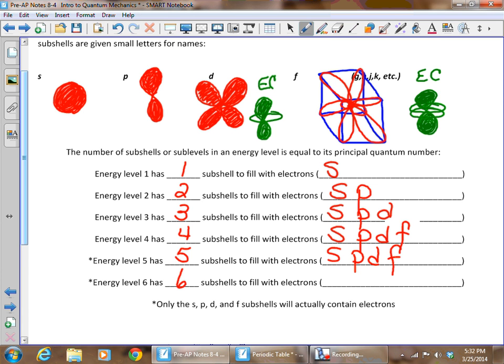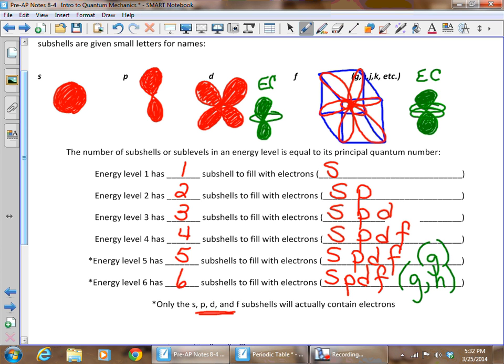And there's a hypothetical, I'm going to draw it in green, G sublevel out there. We've never found elements big enough to need a G sublevel, but occasionally AP tests will ask us about these hypothetical sublevels. The 6th energy level, S, P, D, F, G, and H for hypothetical sublevels. Again, we've never found elements big enough to need those. As it says down here, only the S, P, D, and F subshells will actually contain electrons.